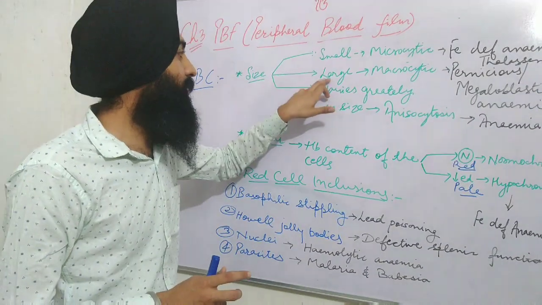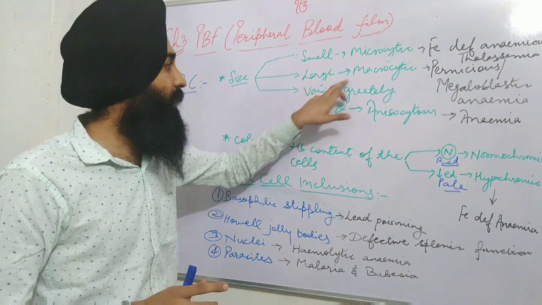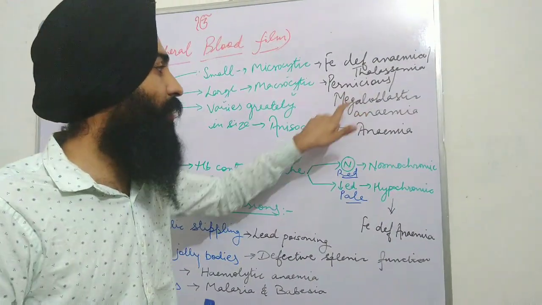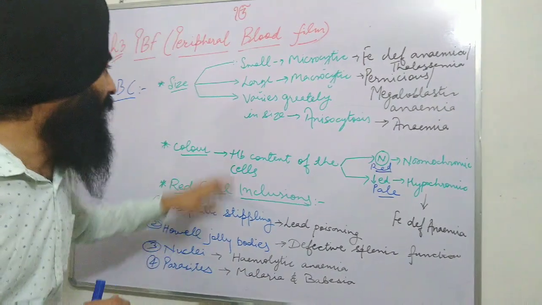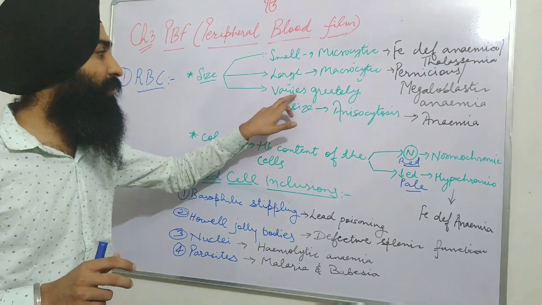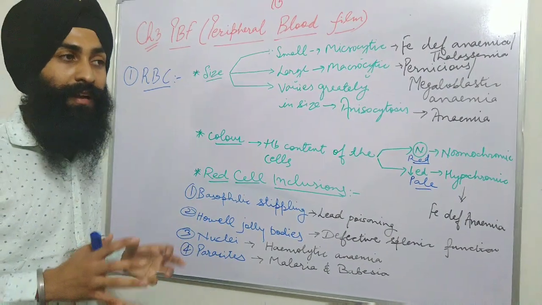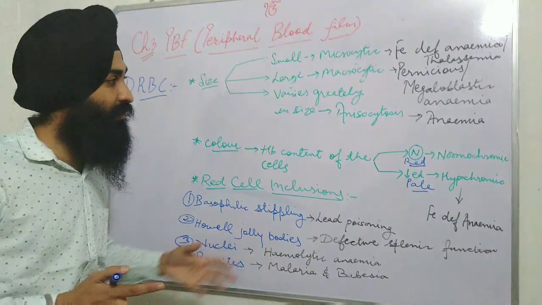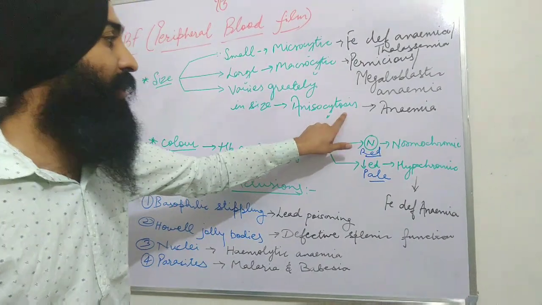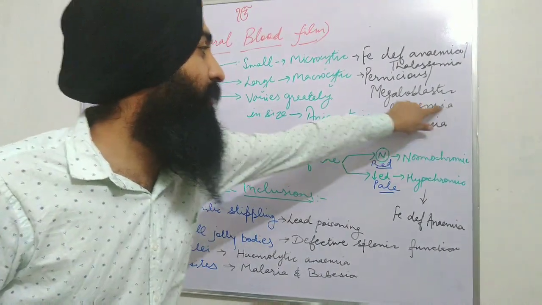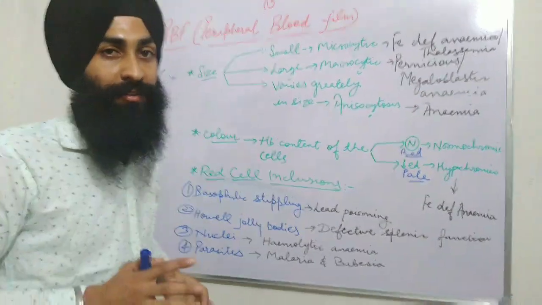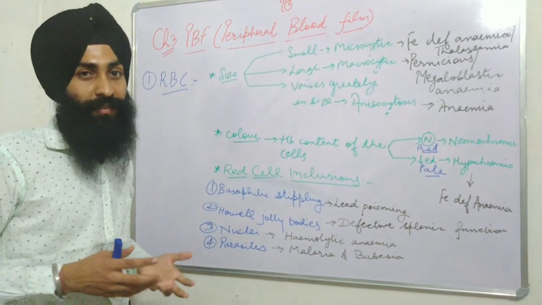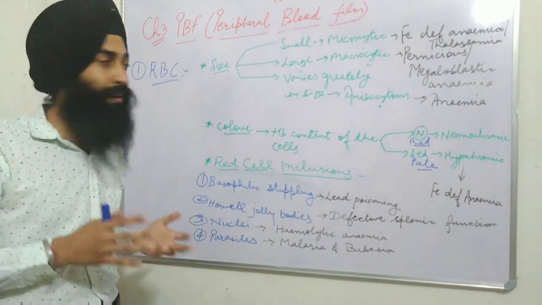Second one is, if the RBCs are larger in size, they write macrocytic under RBCs. They can be found in pernicious or megaloblastic anemia. And the third one is, when the RBCs vary greatly in size, meaning there are many RBCs which are greater or smaller. This condition is called anisocytosis. This also shows that the patient is suffering from anemia, and for the further diagnosis we have to advise the patient different investigations to go to the final diagnosis.